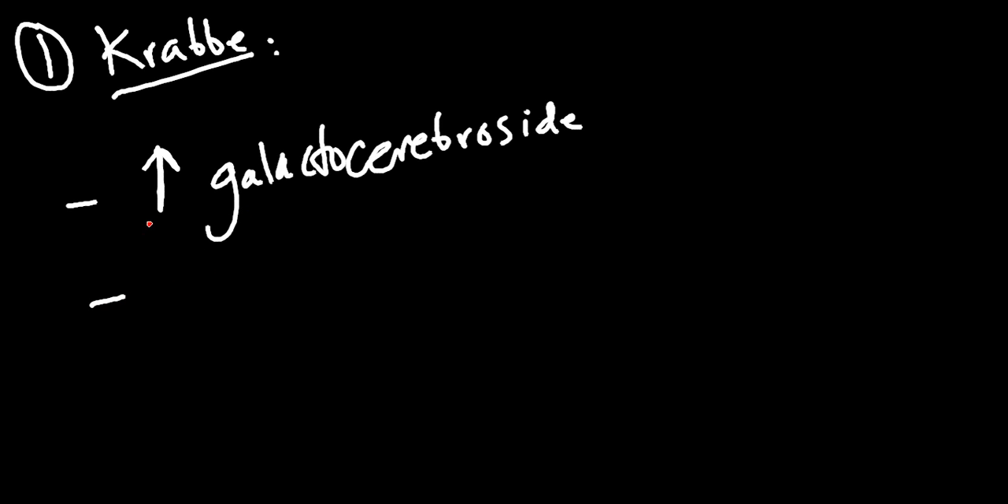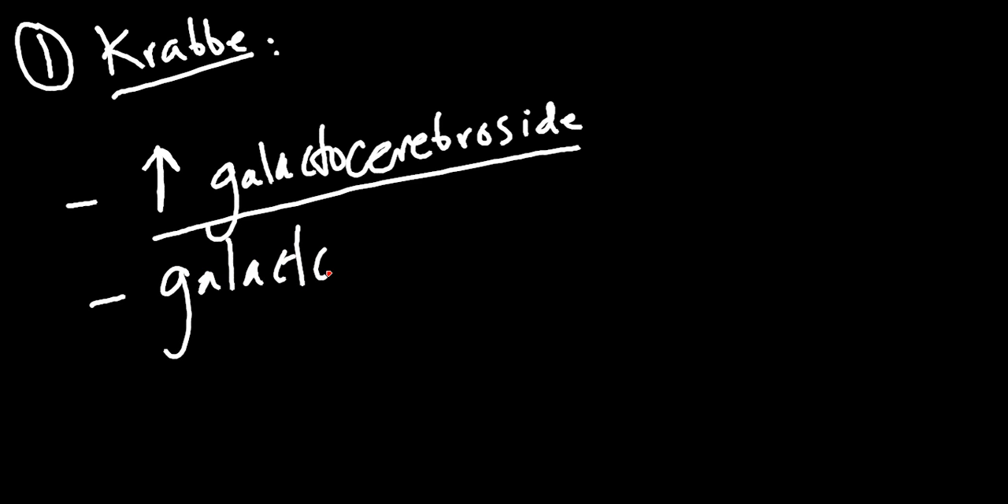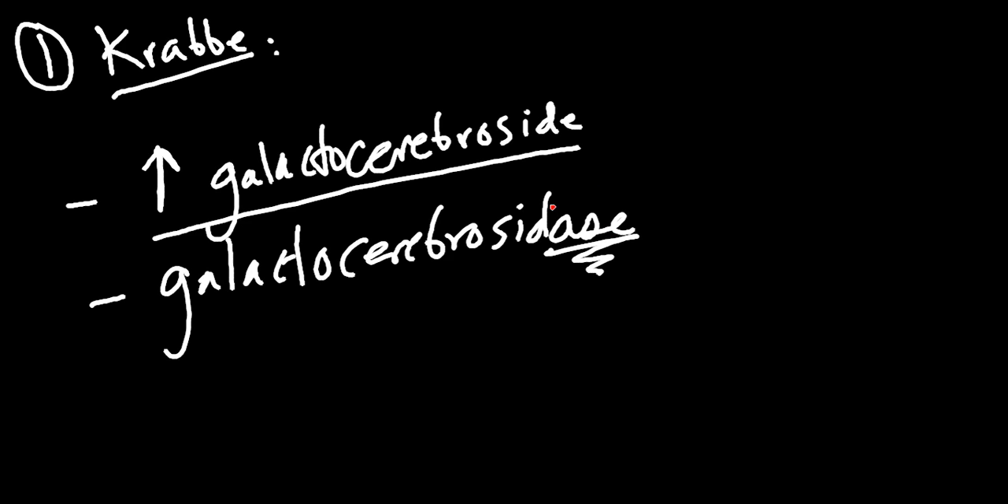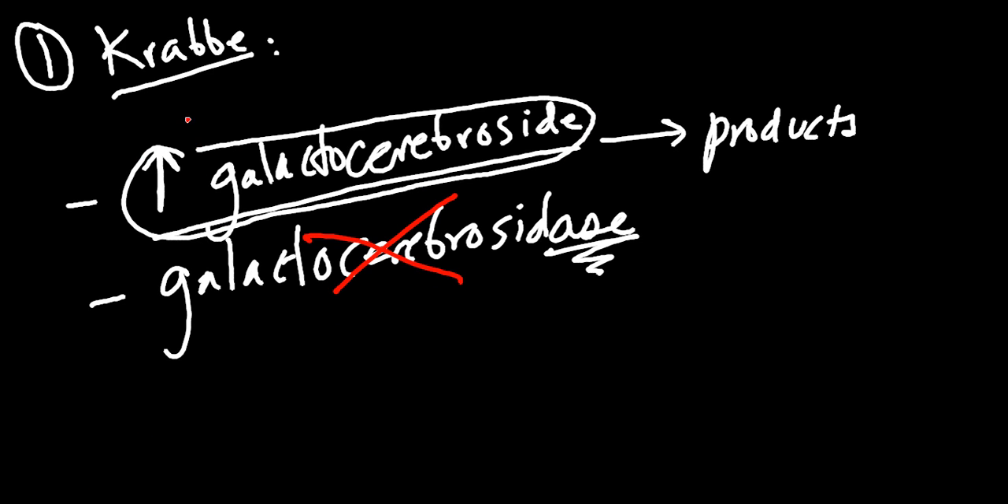Then also, why do we get this increase in the sphingolipid galactocerebroside? Well, it's because we don't have the enzyme galactocerebrosidase. So notice how the ase ending, typically, just as a general rule of thumb, when you see ase, it's going to break stuff down. And in this case, we're going to be breaking down this galactocerebroside within the lysosome into products. However, let's say that this enzyme is now taken out of the picture. We're going to have an increased galactocerebroside. So this is going to be Krabbe's disease.